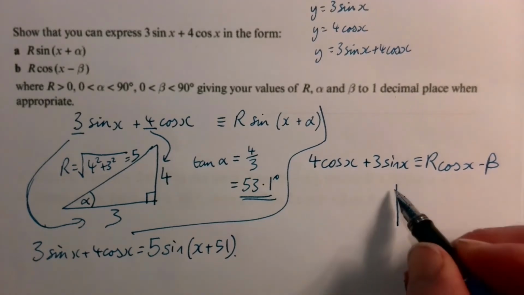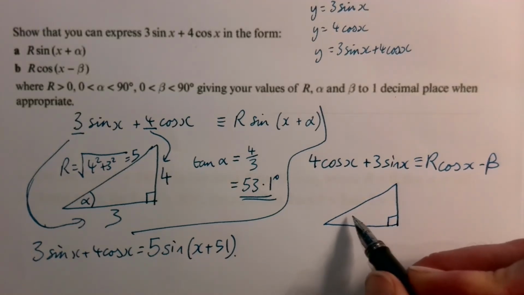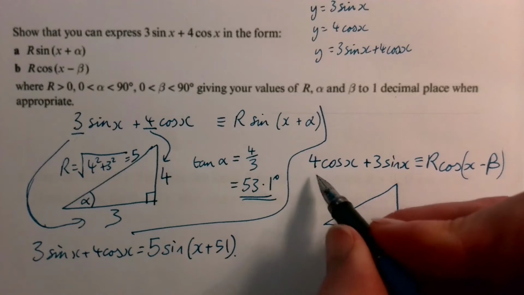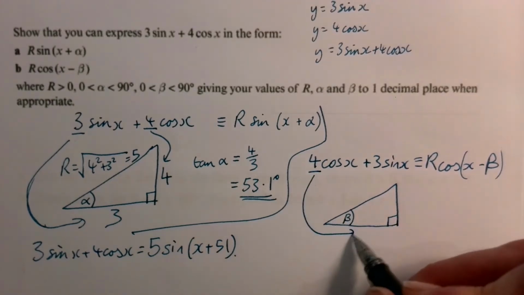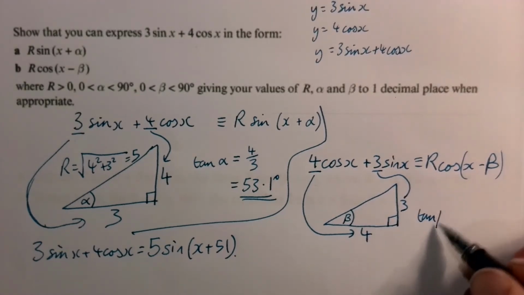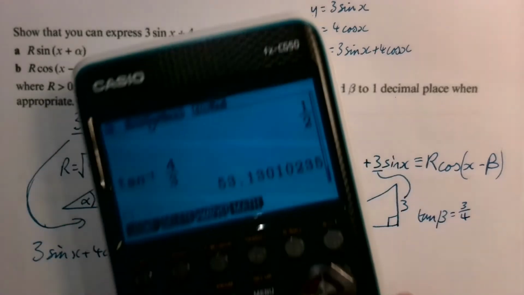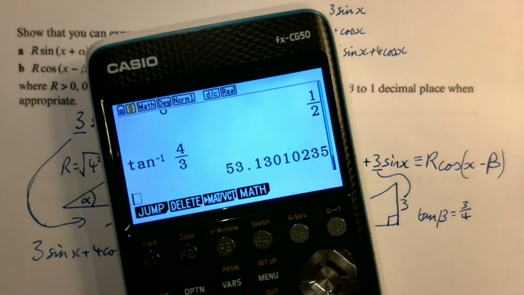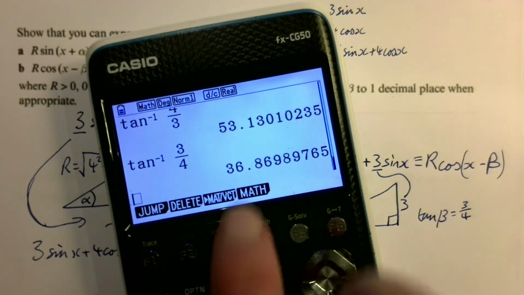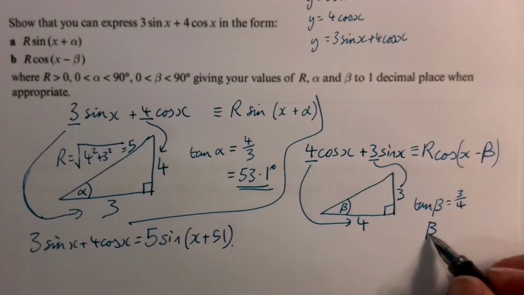So I'm going to draw myself a slightly better right angle triangle this time. The beta is still going down there. The 4 goes down to here. The 3 goes across to here. So this time we've got tan beta equals opposite, which is 3, over adjacent, which is 4. And then I just need to chuck in tan inverse of 3 over 4, press equals, 36.86, so that rounds to 36.9 degrees.